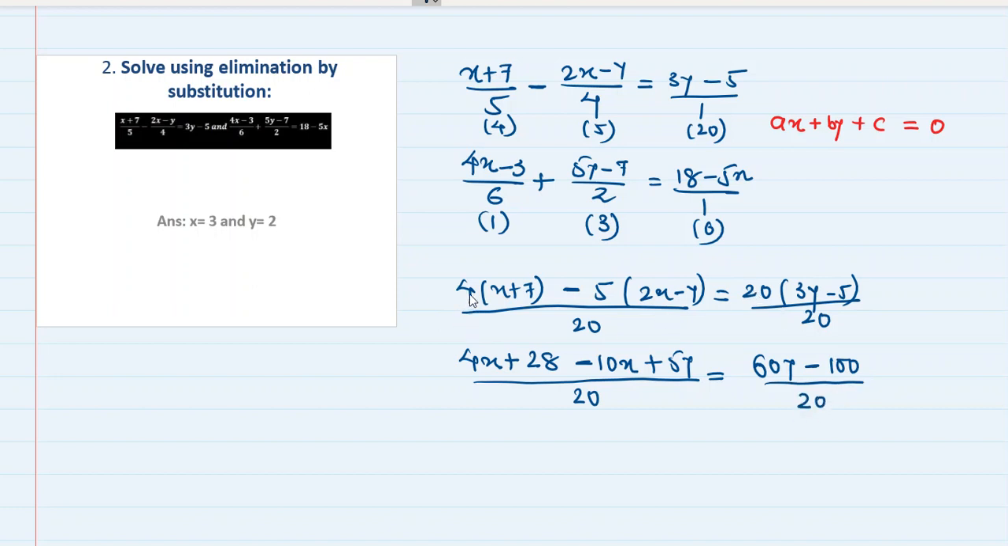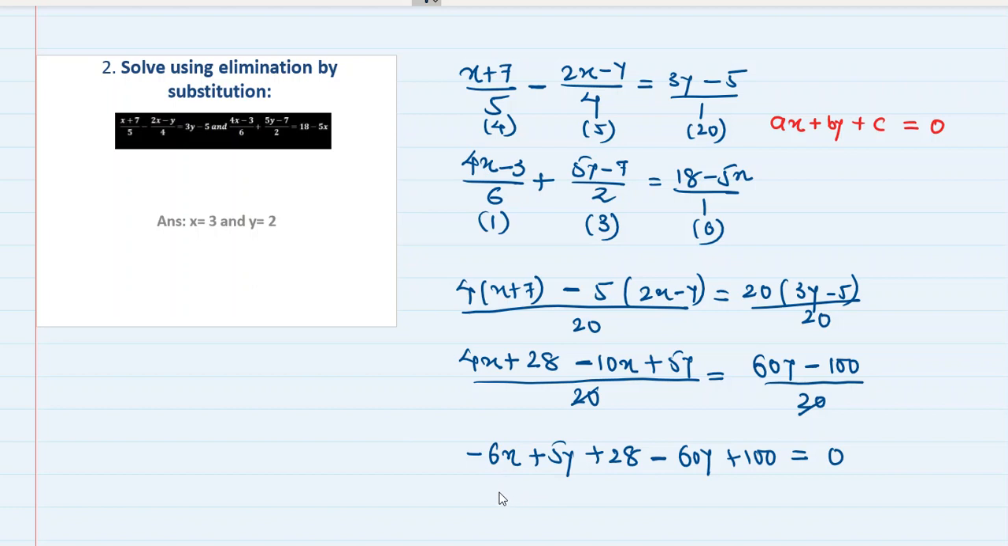What did I do? I multiplied 4, open the bracket, I multiplied minus 5, open the bracket, this became minus 10x, and minus 5 into minus y is plus 5y, the whole upon 20. Here I multiplied 20 with both these terms. Now 20 will get cut from both the sides. So here I am going to get 4x minus 10x, that is minus 6x, plus 5y plus 28 minus 60y. This 60y will come this side, plus 100 is equal to 0.